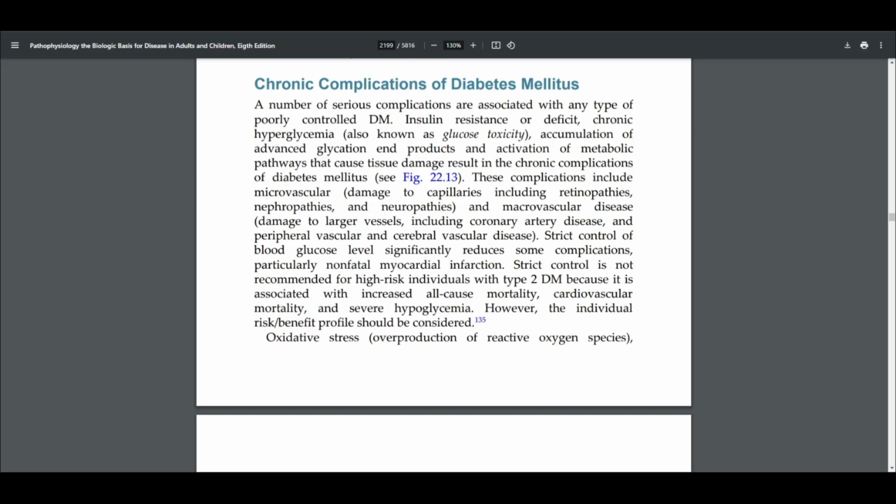Strict control of blood glucose levels significantly reduces some complications, particularly non-fatal myocardial infarction. Strict control is not recommended for high-risk individuals with type 2 diabetes because it is associated with increased all-cause mortality, cardiovascular mortality, and severe hypoglycemia. However, the individual's risk-benefit profile should be considered.